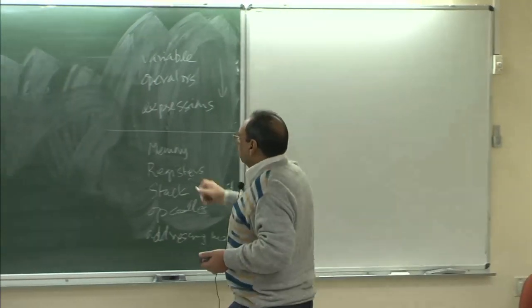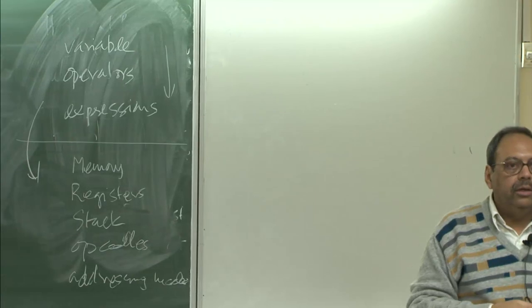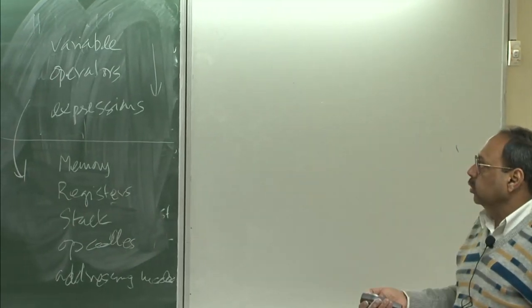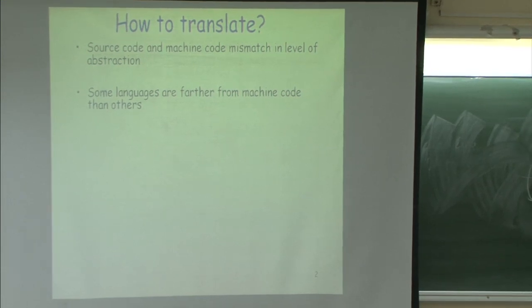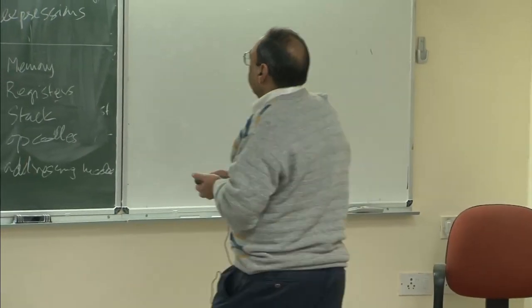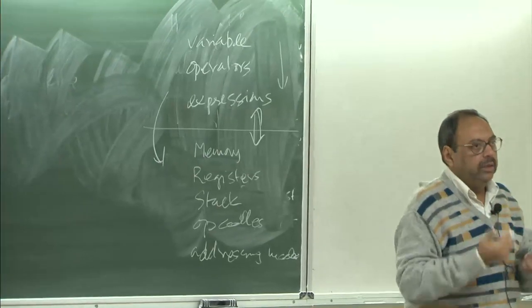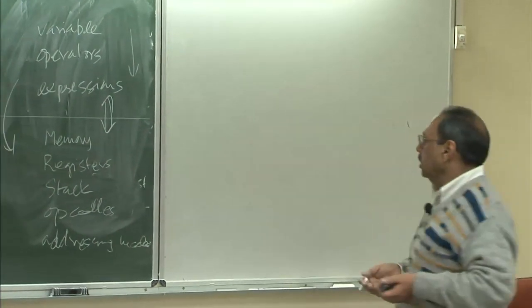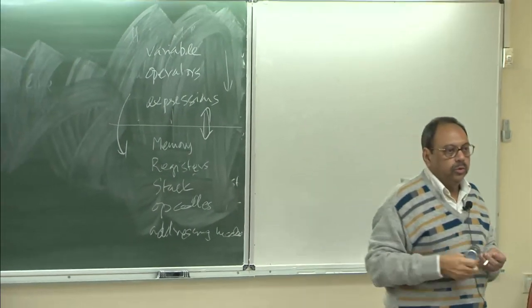And what a compiler has to do is translate a representation which is at the program level into something which is at this level. So source code and machine code are going to mismatch. Depending upon the language you have, some languages are close to the machine abstraction, some languages may be very far from the machine abstraction. So you're going to have a mismatch here, and this gap, depending upon the kind of language and machine you may have, will be narrow or large. The question is, how do we then translate it? That is what a compiler is supposed to be doing, so we want to do this translation.